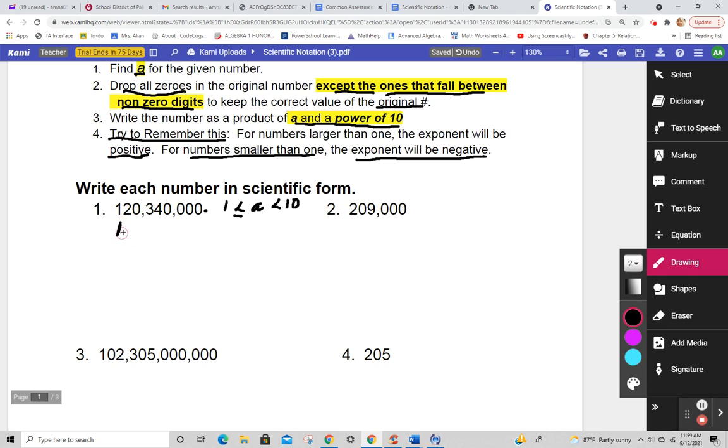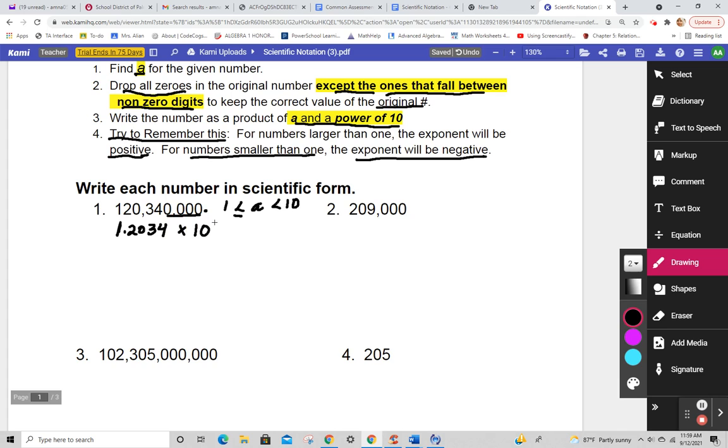So if I put the decimal right here, then I have a number that is 1 or greater but less than 10. And you see these zeros here, I can drop them. I can't drop this one here because this one here is between non-zero digits. But these are not between non-zero digits, so I can drop all of them. And now I have to multiply this by a power of 10.